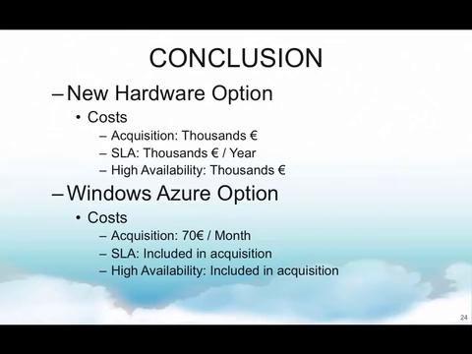For conclusion, for this specific type of problem, we have concluded that the new hardware option costs: acquisition €1,000, service level agreement €1,000 per year, high availability €1,000. With the Windows Azure option, the cost of acquisition is about €70 a month. Service level agreement included in acquisition, high availability included in acquisition.